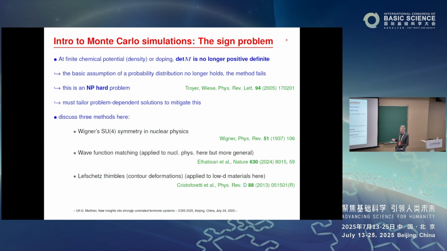So you cannot have a general solution for that, but you can tailor problem-dependent solutions to mitigate the sign problem. I will discuss three methods here. In nuclear physics, there's Wigner's SU(4) symmetry, from a long time ago. I also discuss what is called wave function matching. It's a new method which we just published in Nature last year, which you can apply to many systems. And then there are these Lifshitz templates where you contour deform your integrals, which you can apply, for example, to low-dimensional materials or in lattice QCD.